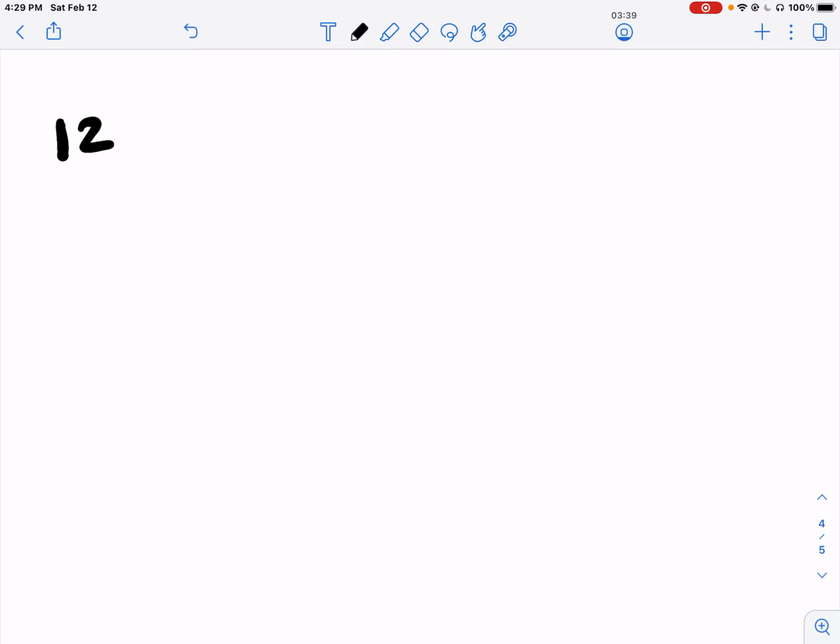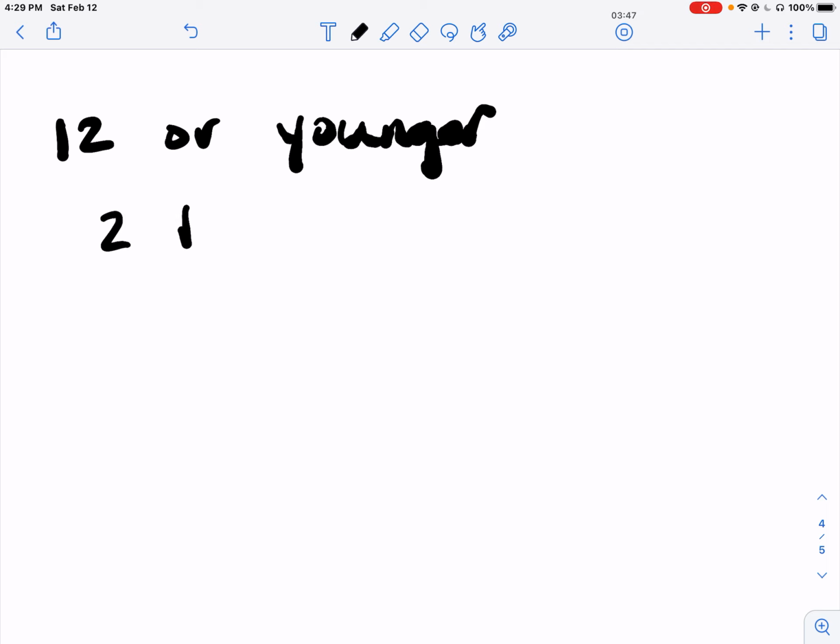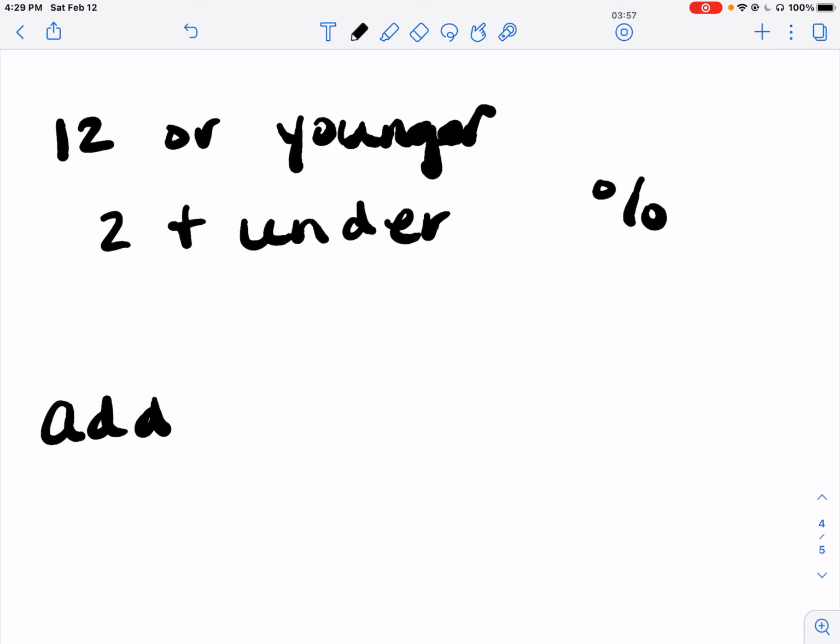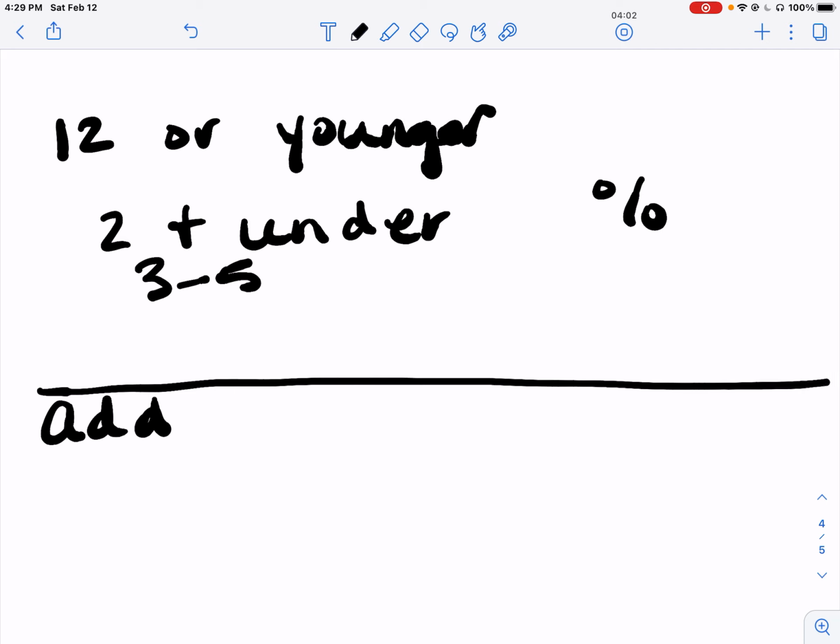Okay, if it says 12 or younger, that means you would add up all the percentages for everything that is under 12 years old. So that means you would add the percent for all of these ages here that are under 12 or younger.